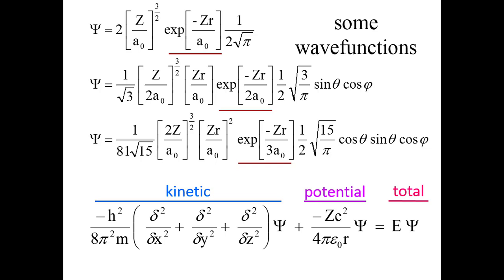Up next, we need to think about how these functions are grouped by quantum number, and then think about the three-dimensional shapes generated by the functions.